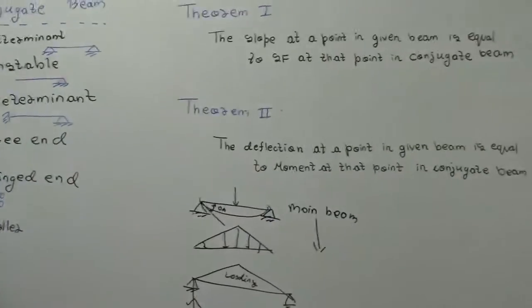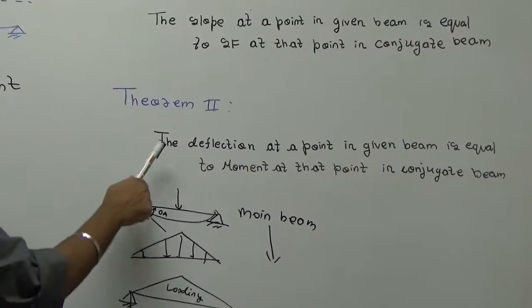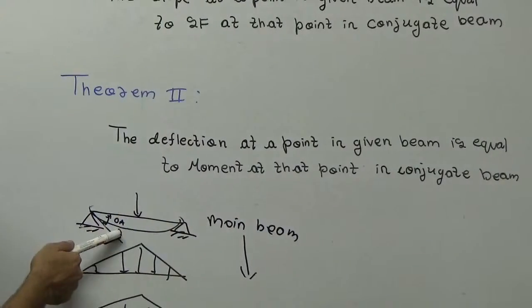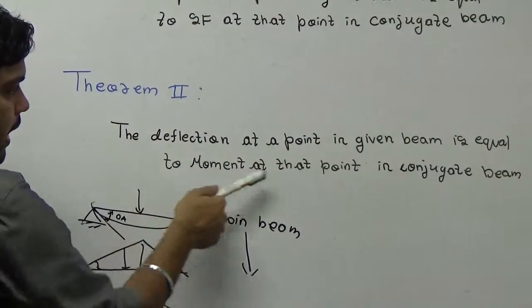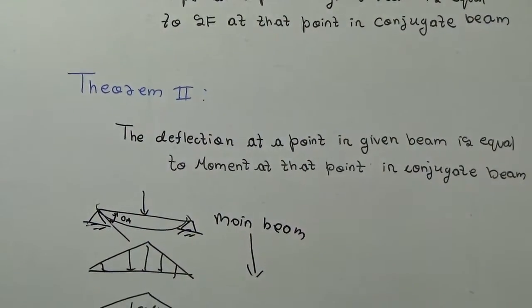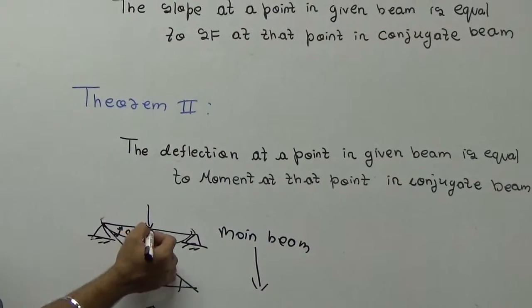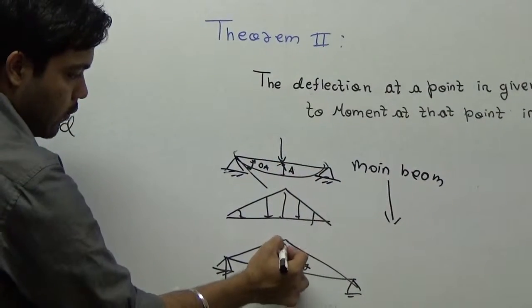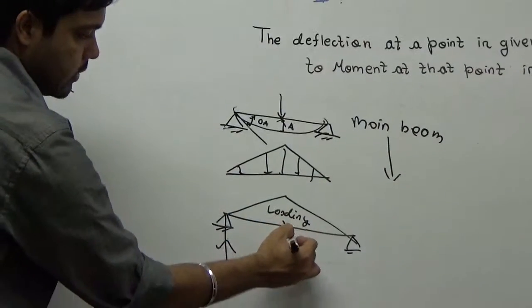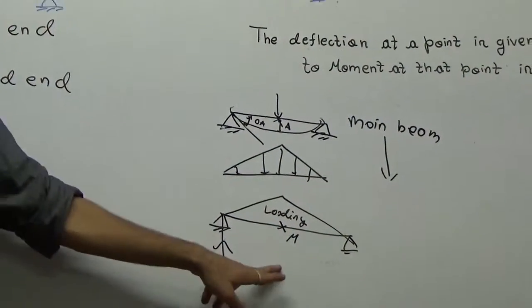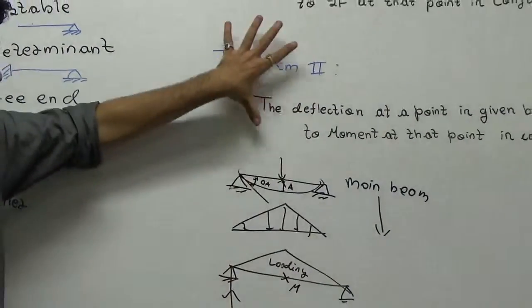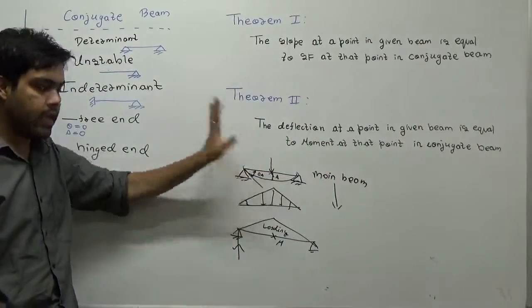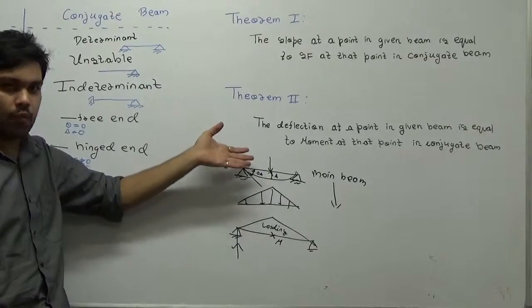Theorem number 2 of conjugate beam theory says that deflection at a point in a given beam is equal to the moment at that point in the conjugate beam. So if you want the deflection somewhere here, if you want delta, you have to calculate the moment at this location. That is the second theorem. So these are the two basic theorems that will be utilized, just like in MAT 1 and 2, conjugate beam theorem 1 and 2.